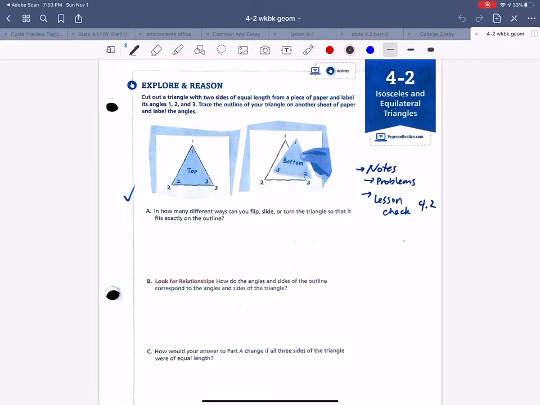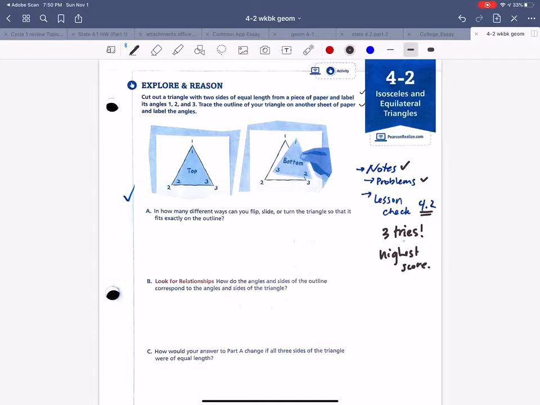Homework for 4-2. So we talked about isosceles and equilateral triangles, remember? And so you should upload your notes and these problems that I circled. And don't forget to maybe go back and do the lesson check, and you get 3 tries and I take the highest score.